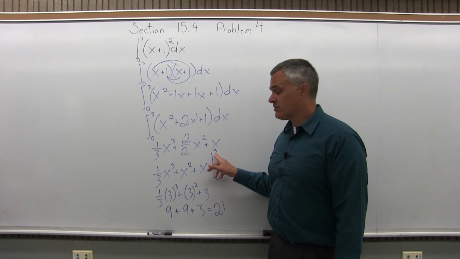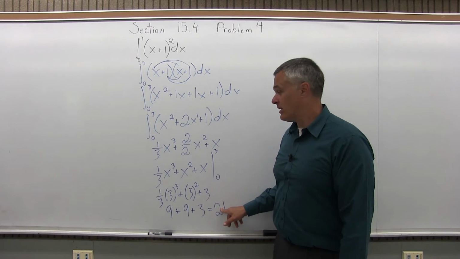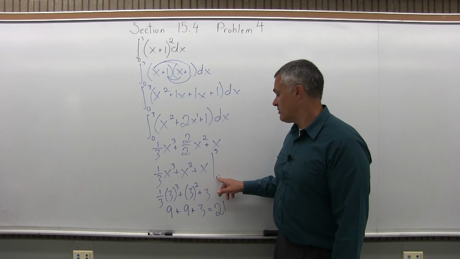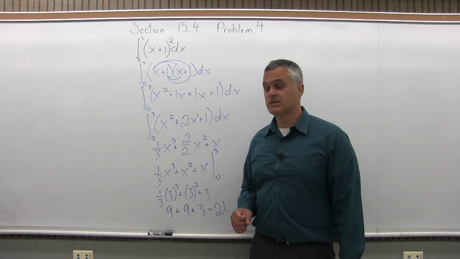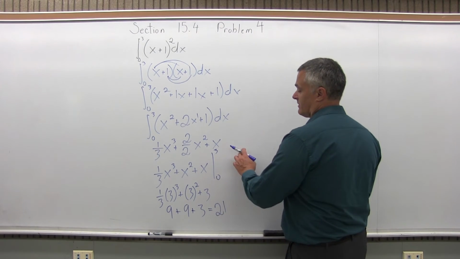Put the upper limit of integration into your answer for the integral. See what you get. We get a 21. Step 3, put the lower limit of integration, and in this problem it is 0. Put that in for your variable. And I can see I'm going to get a 0. Let me do it off to the side here.